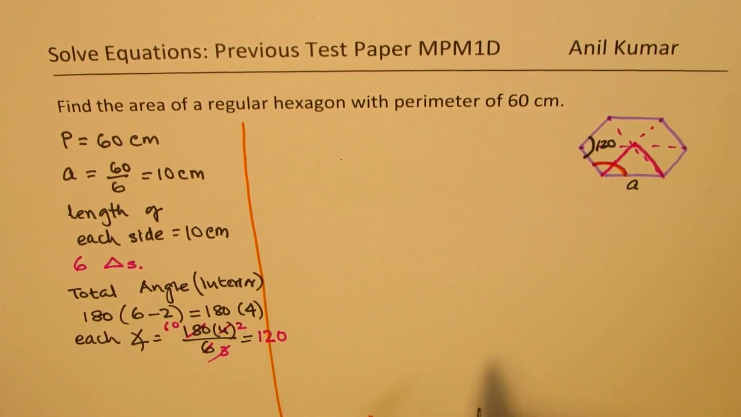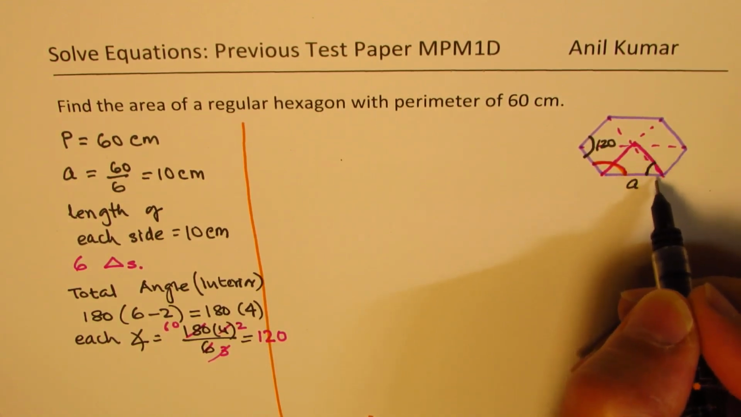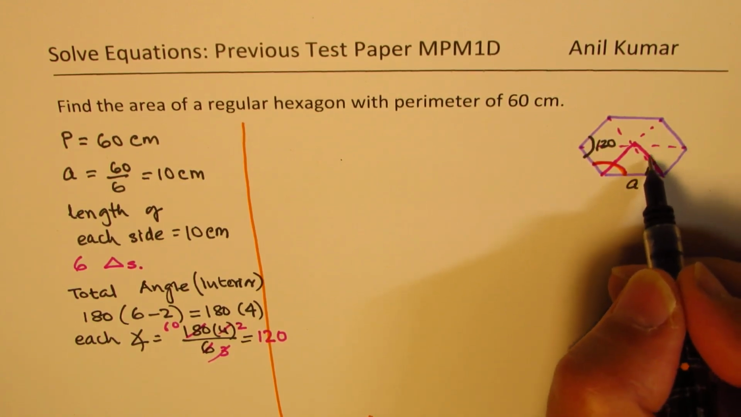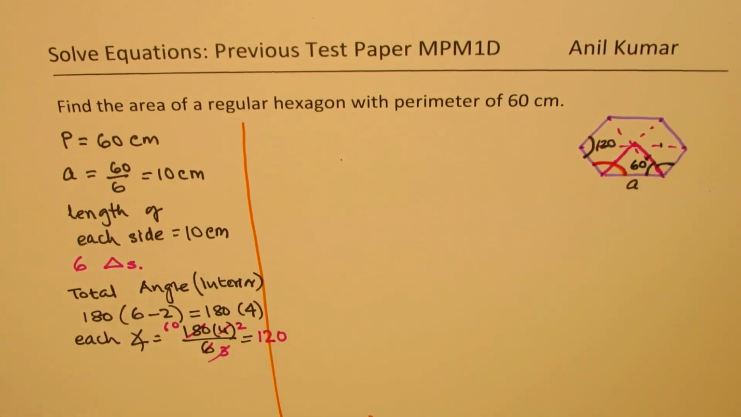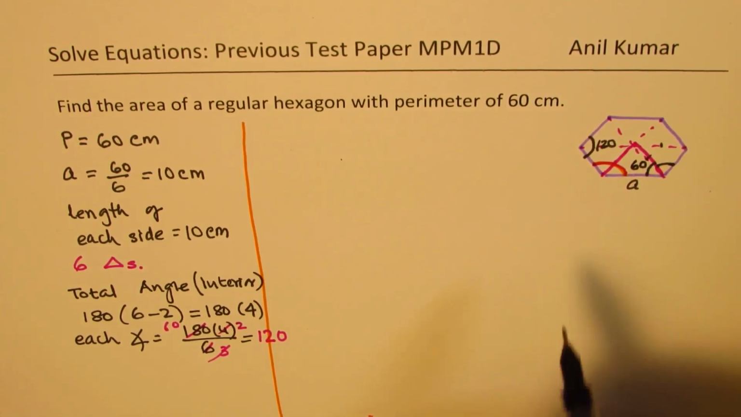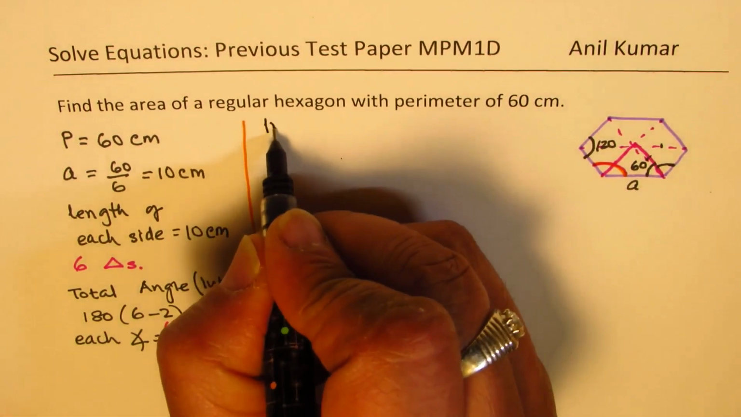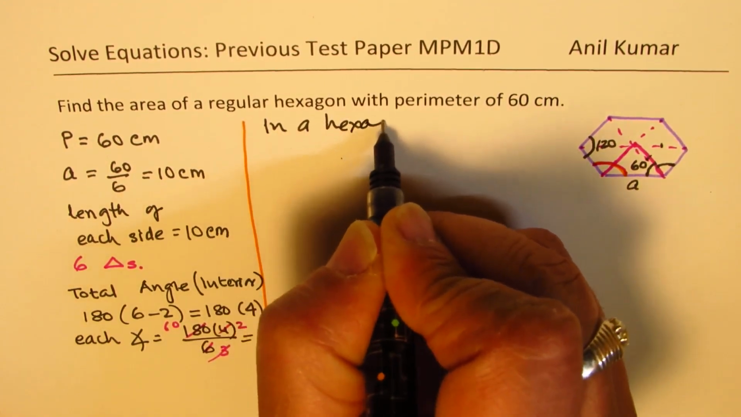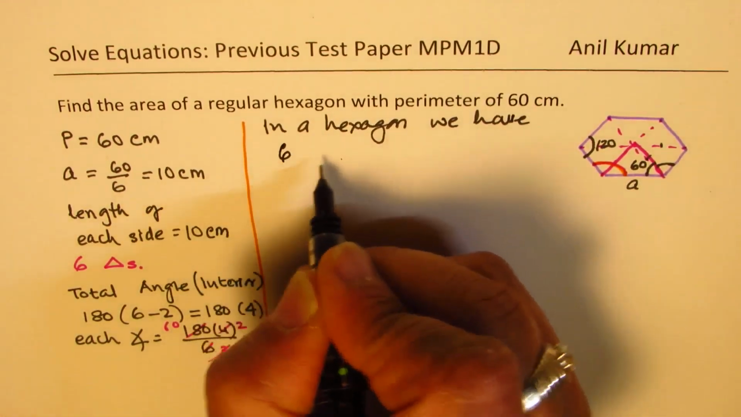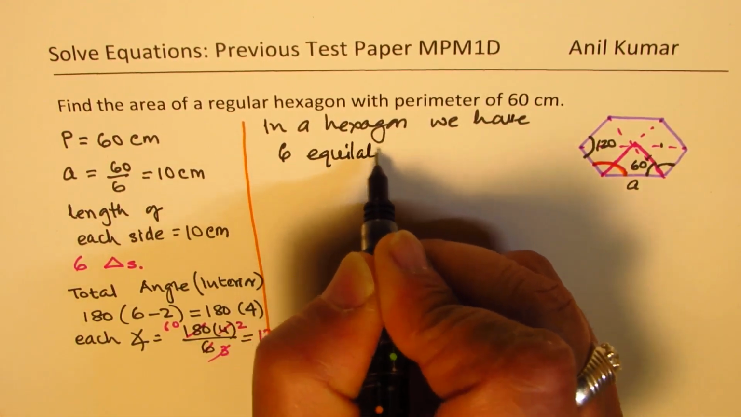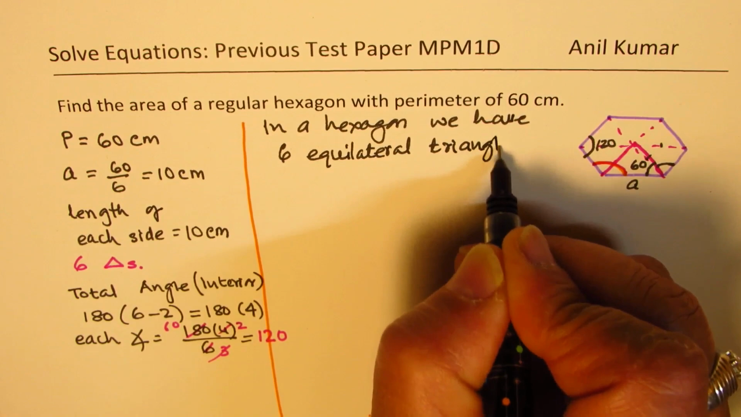So half of the angle will be how much? In a triangle, these are equal angles, right? Since all these sides are equal, each angle in a triangle is 60 degrees. Correct? So what we have here is 6 triangles. So in a hexagon, we have 6 equilateral triangles. Clear?